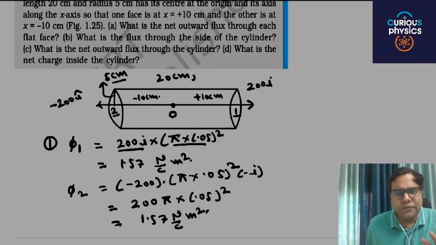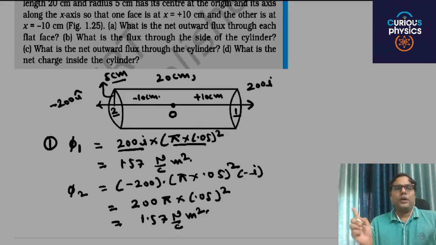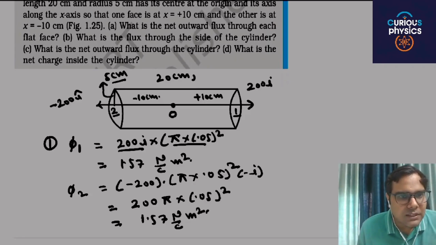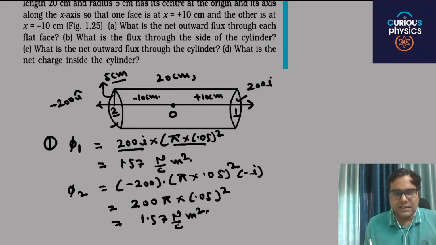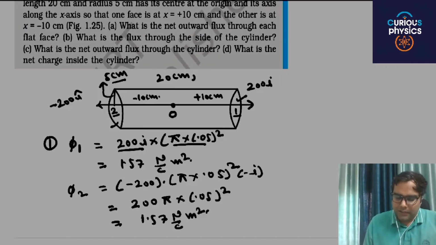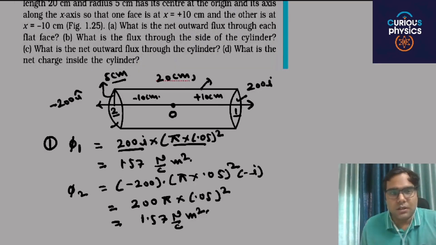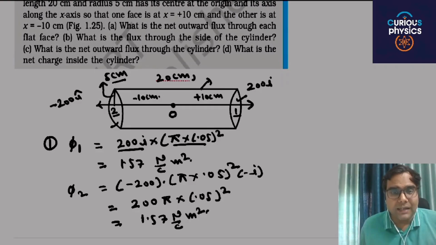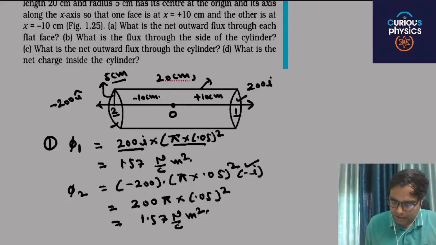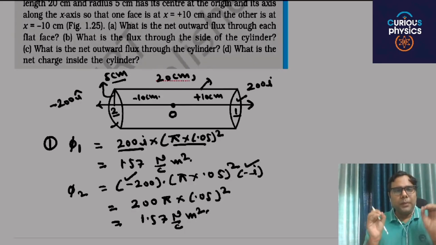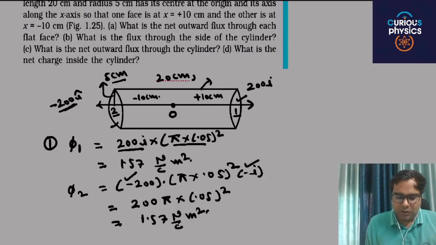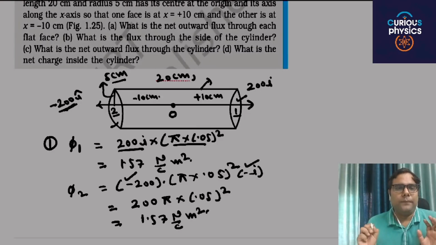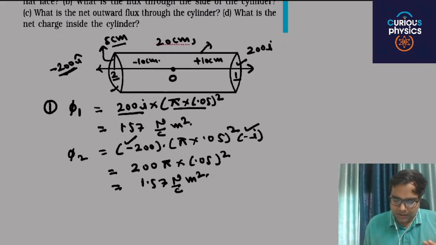Simple. You have to find the outward flux from all the surfaces, or you can say the net outward flux through each flat surface. These are the flat surfaces of a cylinder, and this surface is a curved surface. If you get confused with this minus sign, you can simply multiply this particular field with this particular area. You will get the same result. This is the A part.